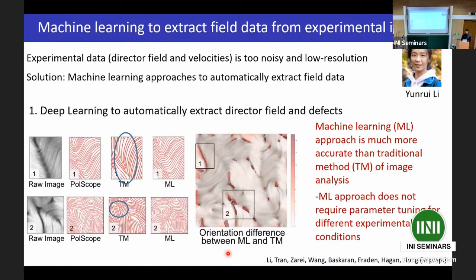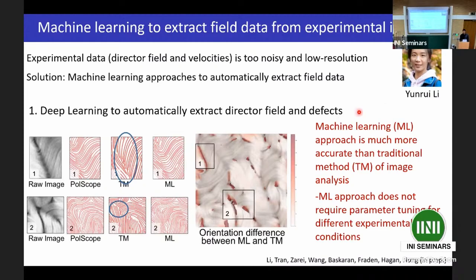And so this was working with Thank You Home, and his student Yunri Lee developed a deep learning approach to automatically extract the director field and identify defects directly from fluorescence data from the experiments. And this turned out to be quite successful because the machine learning approach is much more reliable and accurate than the traditional methods. And this is just briefly showing a couple of examples of that.